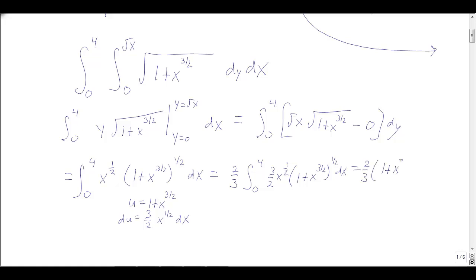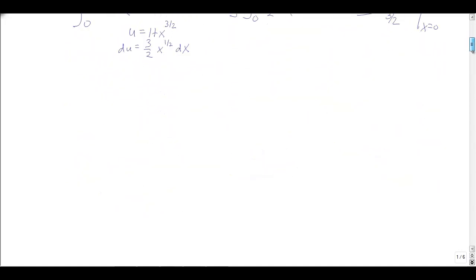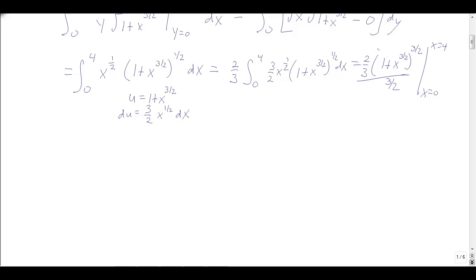And so now I can integrate and get 2/3 times 1 plus x to the 3 halves to the 3 halves divided by 3 halves. So this is now sort of a u to the 1 half integrates to u to the 3 halves over 3 halves. And I get this from x equals 0 to x equals 4. Okay, so let's evaluate this expression here, plugging in x equals 4, x equals 0.